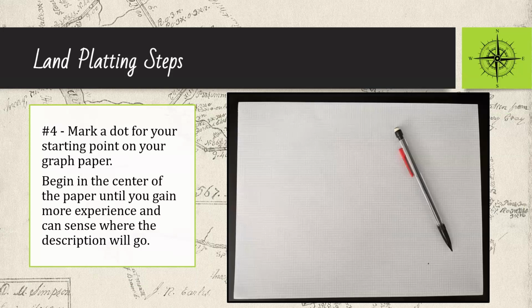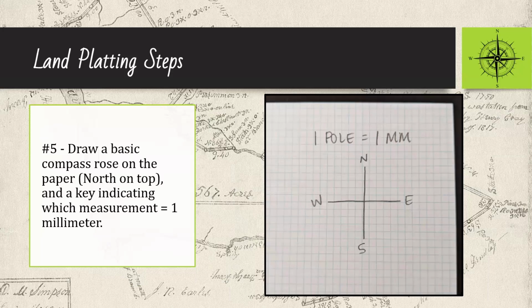All right, so get to your paper, mark a dot for your starting point. Generally, it's helpful to start in the middle. You'll start to get a sense when you're reading through of where these are going to go. So I chose a dot in the corner because I could tell that I was going to need some space to move.